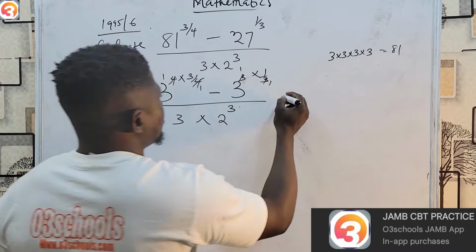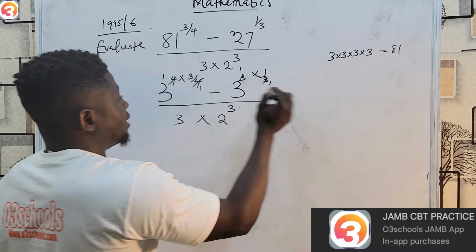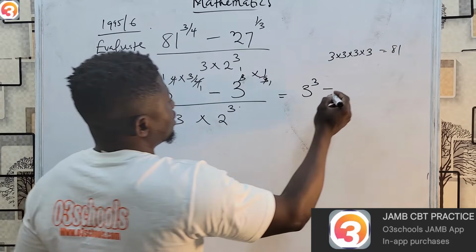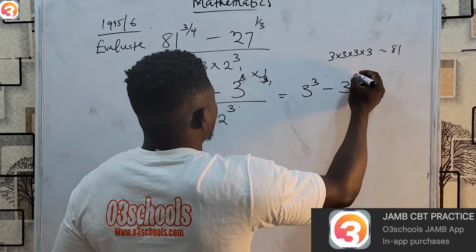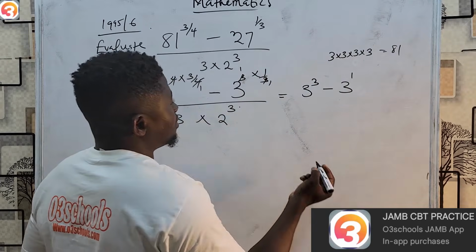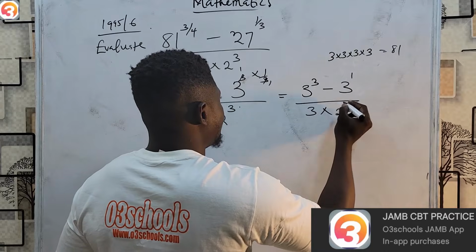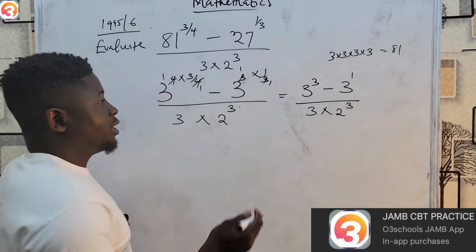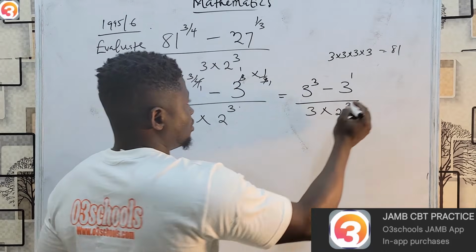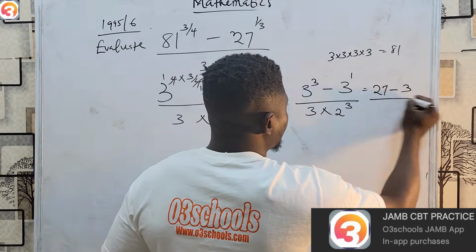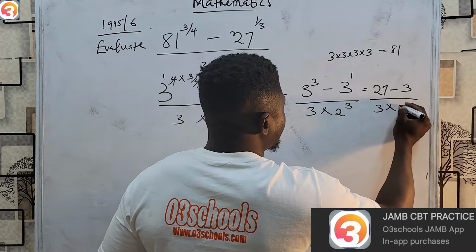So what is left? Well, left here is what? 3 raised to the power 3. 3 raised to the power 3 minus, what is left here? 3 raised to the power 1. That's what is left. All over what now? 3 times what? 2 raised to the power 3, isn't it? All right, so what's 3 raised to the power 3? Yeah, it's 27. 27 minus 3 raised to the power 1 is 3, all over 3 times 24.